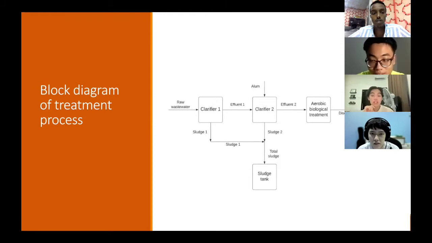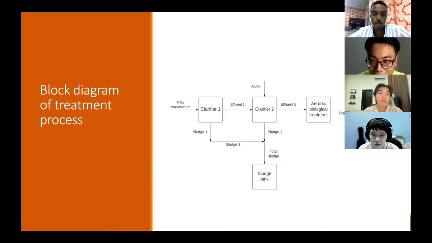Thank you, Abdullah. This is the block diagram of the treatment process my teammates and I have come up with. In essence, raw wastewater from the dyeing sector is fed into clarifier number 1, where no alum is added, since this is the pre-treatment step, which precedes the chemical and biological treatment processes, which I'll get into later. Sludge is formed by suspended solids that settle at the bottom of clarifier number 1.